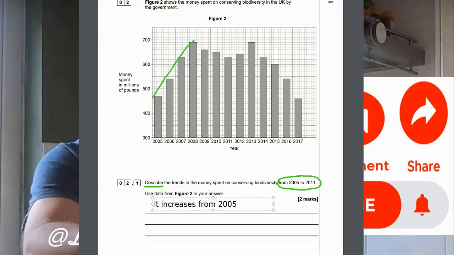Well, look, from 2005 to about 2008 or 9, it increases. So we could say, well, the money spent increases at first, and then look what happens. It decreases from about 2008, 2009 to 2011. So really your 2 marks here is for describing those 2 parts to the pattern. First of all, it goes up and then it slowly goes down.